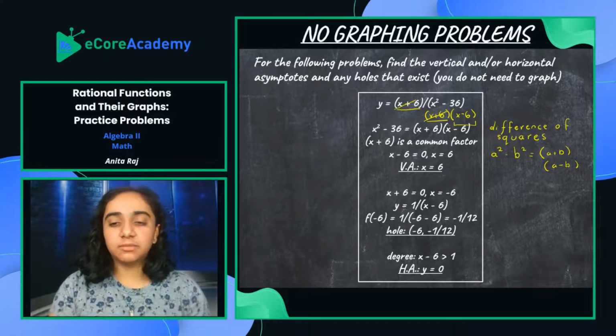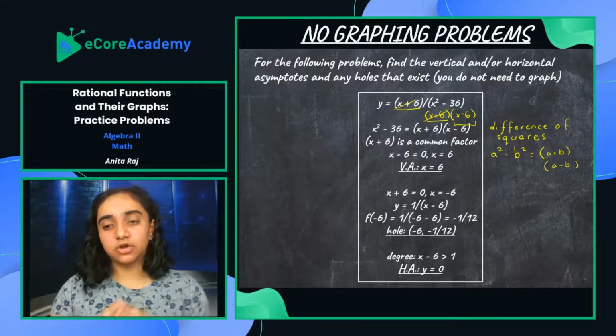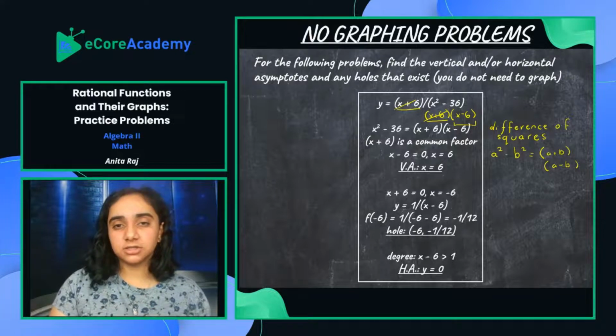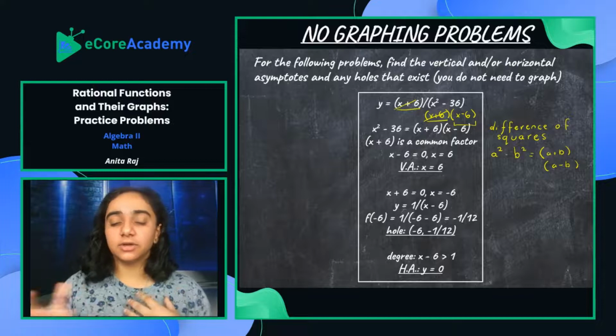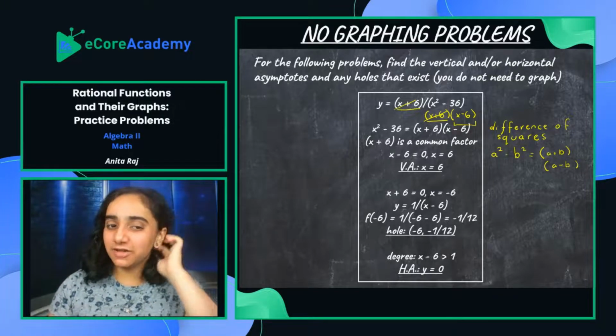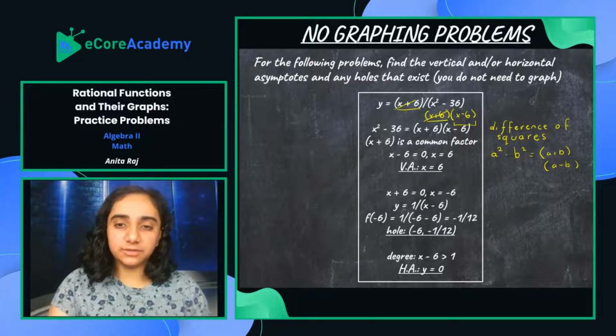Our degree is going to be, we're going to compare the numerator and the denominator of the reduced function, and we're going to see that the denominator is x minus 6, and the numerator is 1. So the denominator has a greater degree than the numerator, because the numerator has a degree of 0, and the denominator has a degree of 1, so then our horizontal asymptote is going to be y equals 0.